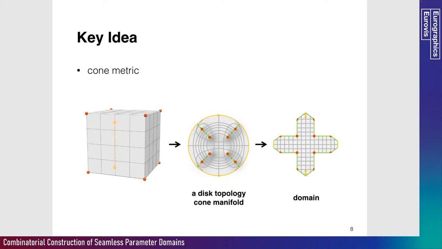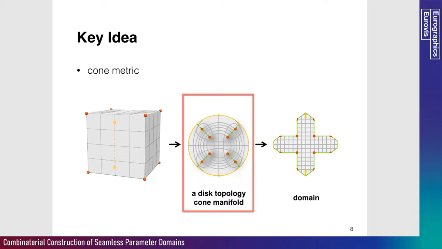This last object is exactly the seamless parameter domain that is commonly considered in previous work. Across the yellow and green cuts, this domain satisfies the seamless transition conditions. Notice that in this simple case, here it happens to not self-overlap. For our work, the viewpoint considering the disk topology cone manifold in the center, however, is a more insightful one.